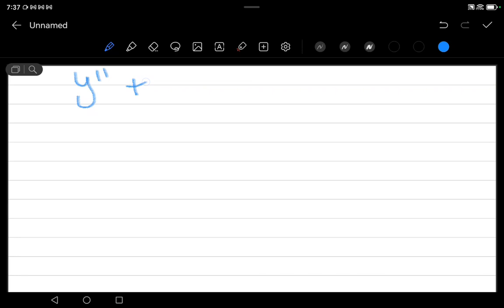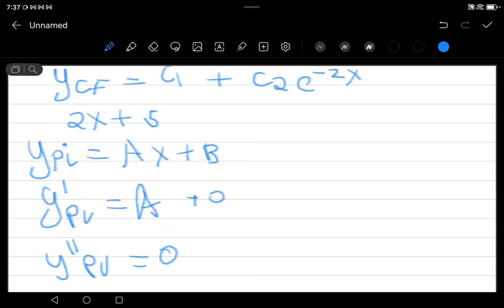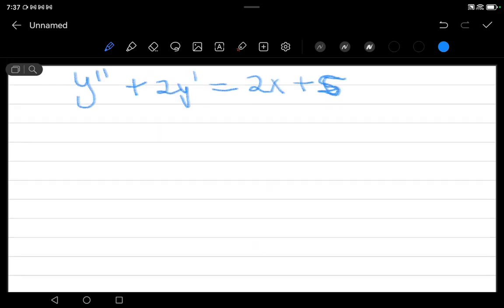Plus 2y prime equals 2x plus 5. So on this side, we get y prime prime as 0 and y prime as a. Wherever there's y prime prime, we're going to put 0, and wherever there's y prime, we're going to put a, from our original equation.